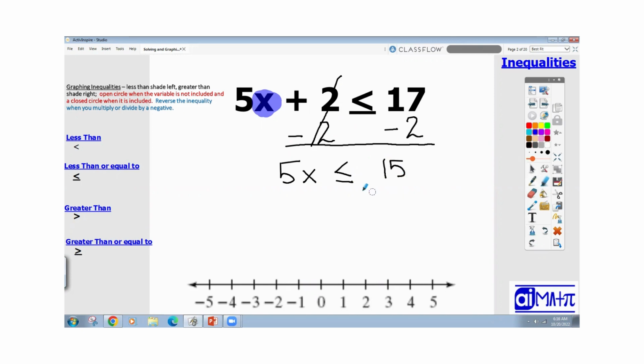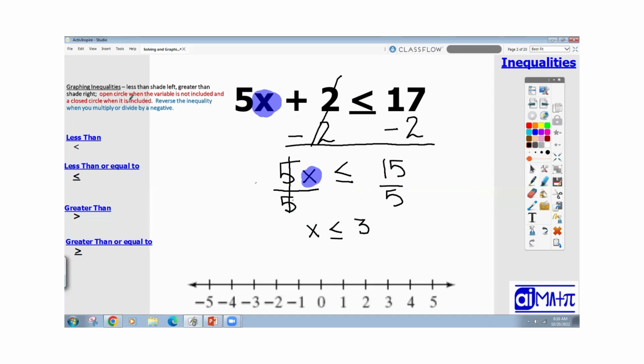Again, we still pay attention to the x. And since it's being multiplied by 5, we're going to do the opposite operation. So we draw a fraction bar to show we're dividing by 5. Do the same thing on this side. 5 divided by 5 is 1, so this cancels out. We're left with just the x. Drop down that less than or equal to sign. And 15 divided by 5 is 3.